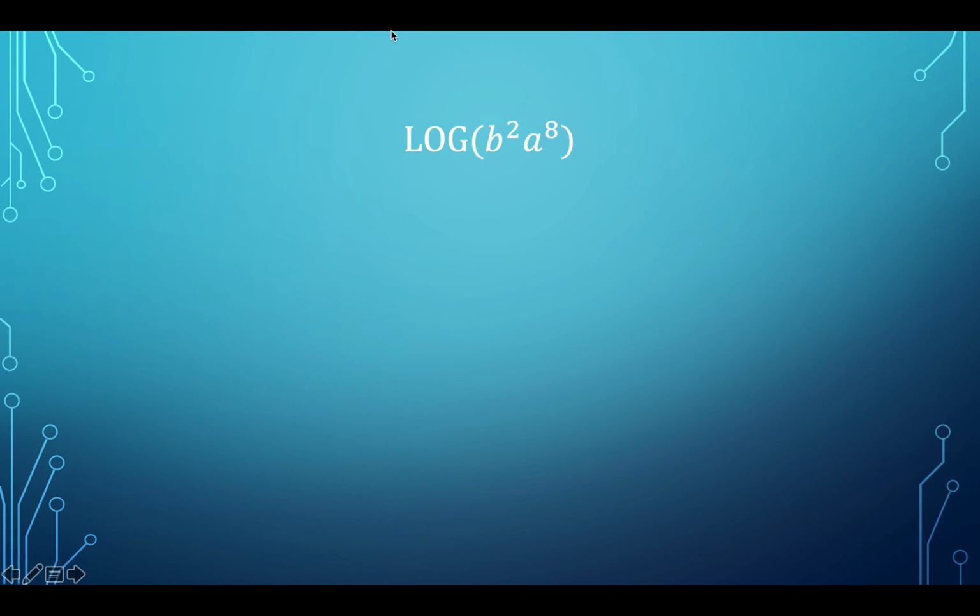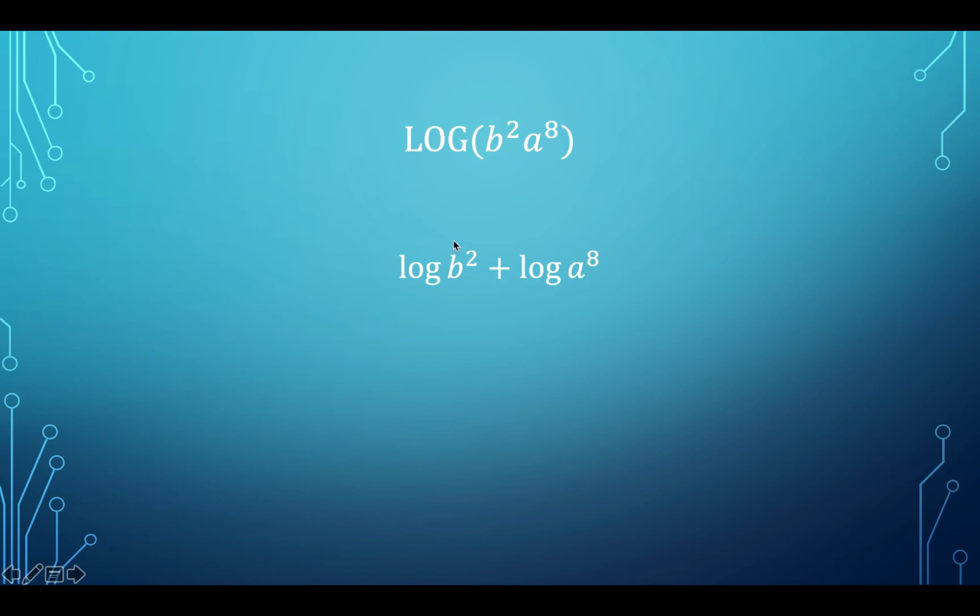So for this one, we have log of b squared times a to the 8th. Now we have two things going on. We have multiplication between b squared and a to the 8th, and we also have what? Exponents. So let's just break it up. Let's simplify the multiplication first. So we're going to do log b squared plus log a to the 8th.